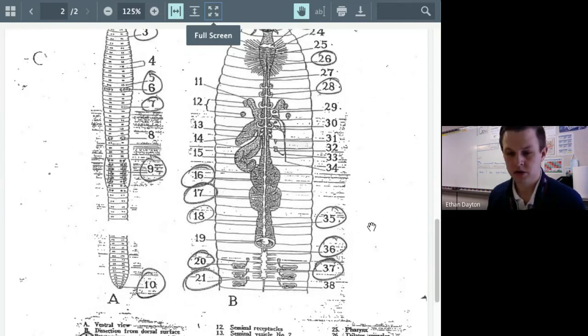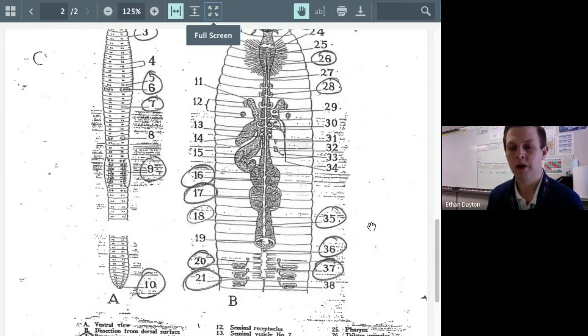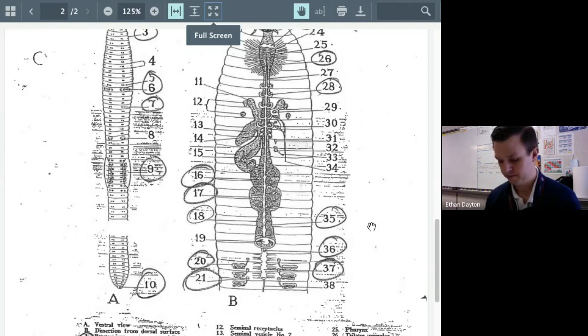18, this one you also have. You actually have two of them, a small one and a large one. 18 is the what, Riley? Hold on, give me a sec. Yep, take your time. It's the intestine. Very good. 18 is the intestine. So you have a large intestine, a small intestine.